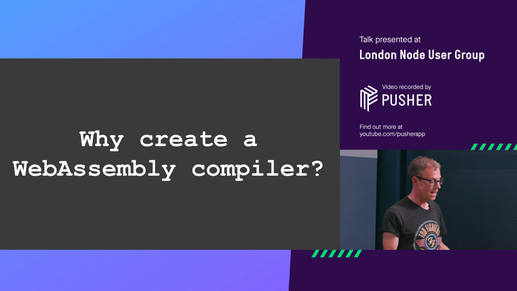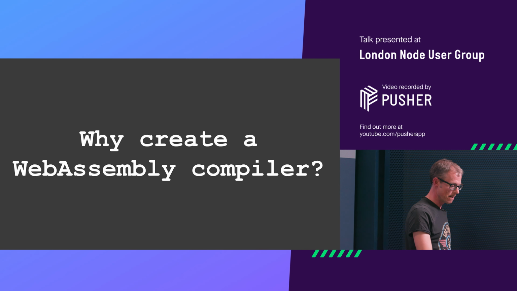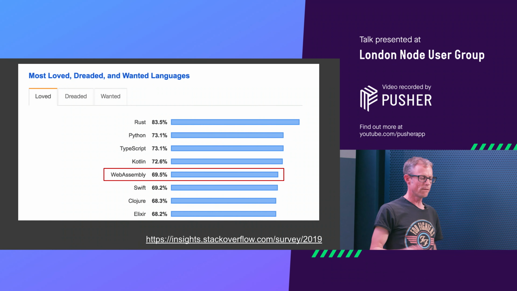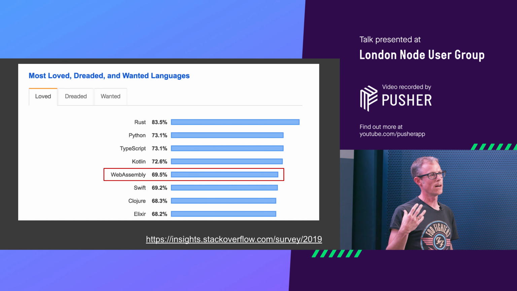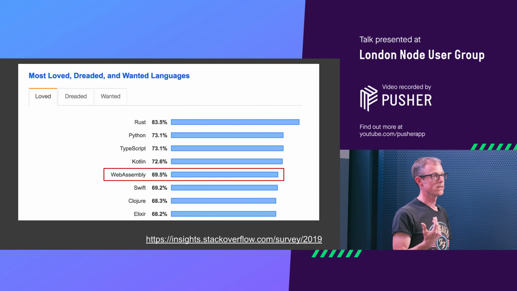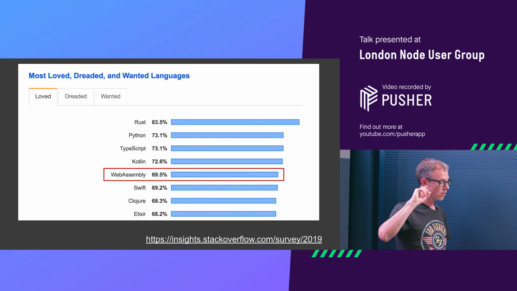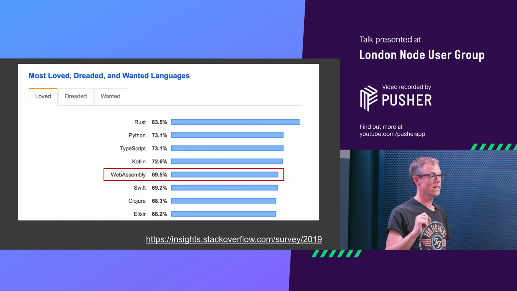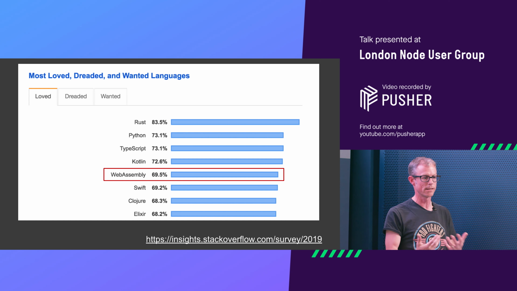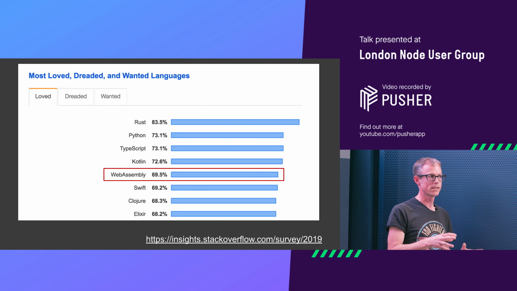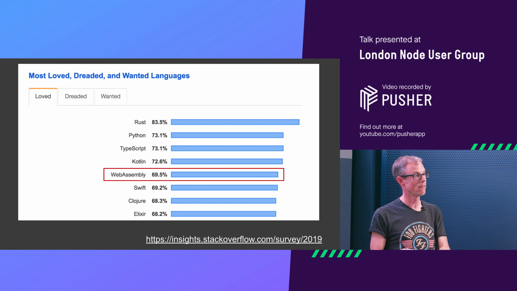So why create a WebAssembly compiler? A few different reasons. First is Stack Overflow published the results of the developer survey a few weeks ago, and there was a really interesting result. Under the most loved languages, WebAssembly was 5th on the list. And the thing that's a little odd here is all of the other languages on the list are ones that you or I might actually write in our day-to-day job. WebAssembly isn't something that most people will actually write. It's a compilation target. So it was a little odd to see a compilation target listed as a loved language.